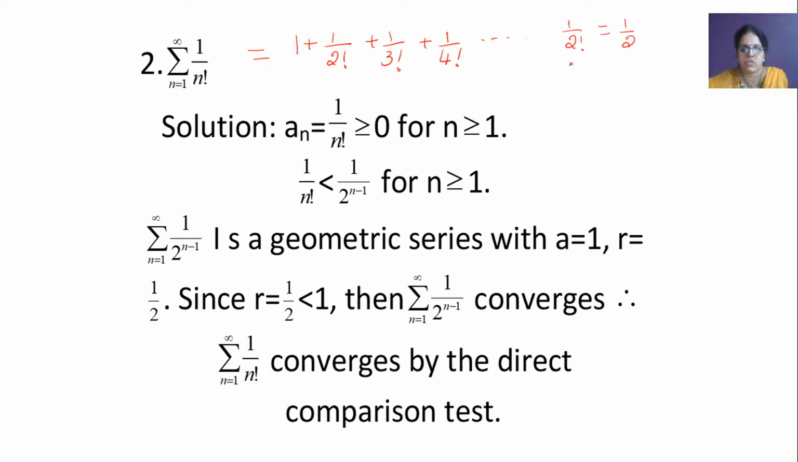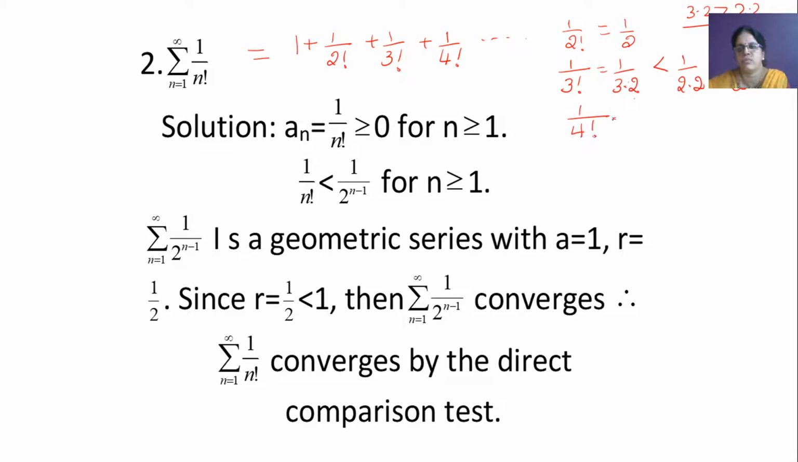And then if you start with 1 by 3 factorial, this is 1 by 3 into 2. We can see that it is less than 1 by 2 into 2, because 3 into 2 is greater than 2 into 2. So when you take the reciprocal, it is less than 1 by 2 into 2. So 1 by 3 factorial is less than 1 by 2 square.